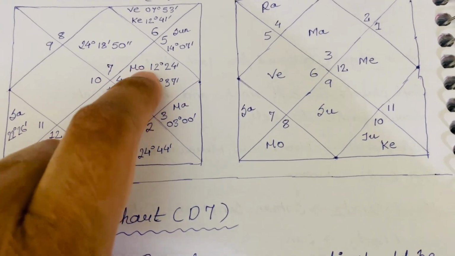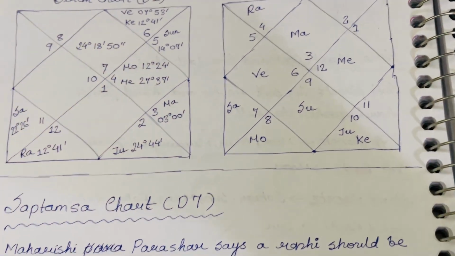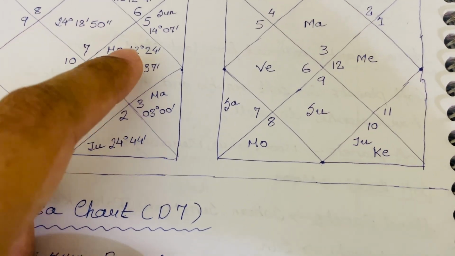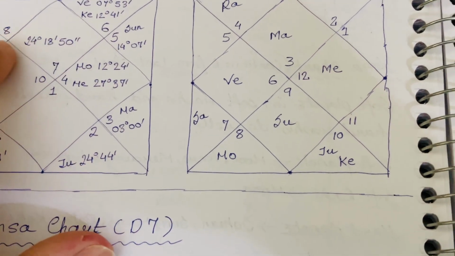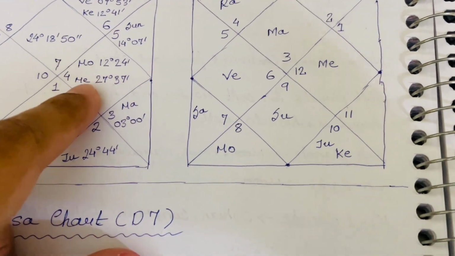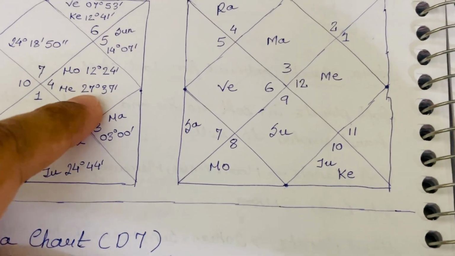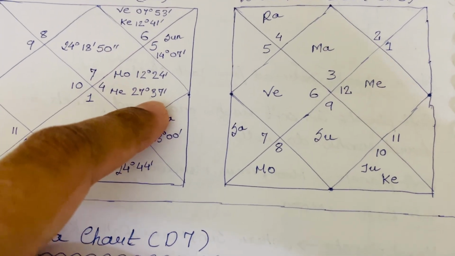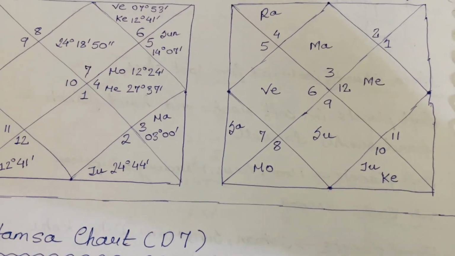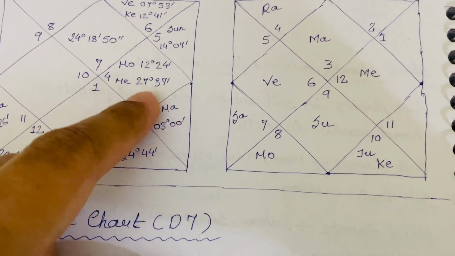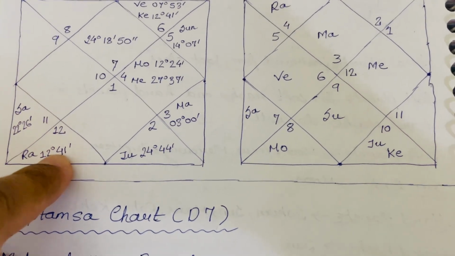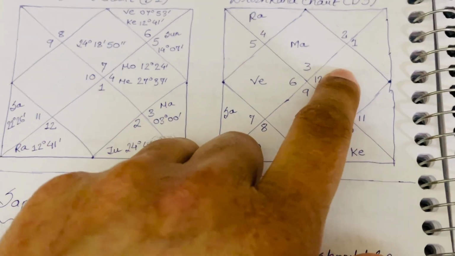Let's go to Moon. Moon is 12 degrees 24 minutes. It means Moon is falling in the second Dreshkana, fifth from itself. That is 1, 2, 3, 4, 5. So Moon is getting placed in the sign of Scorpio. Okay. Here, Mercury is 27 degrees 37 minutes. Mercury is clearly falling in the third Dreshkana. Third Dreshkana means it's ninth from itself. Ninth from itself means 7th, 8th, 9th. So Mercury will come in the sign of Pisces.